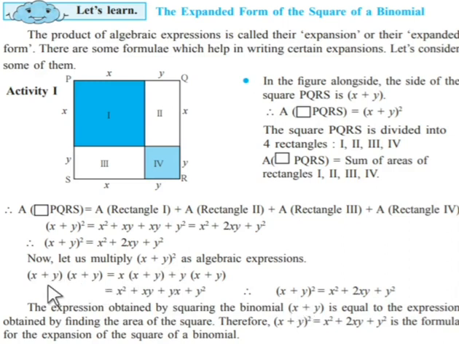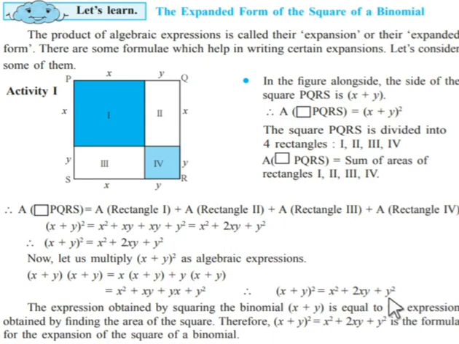Here this is the multiplication of a binomial with a binomial. That is, the first term of the first binomial multiplied with the second binomial plus the second term of the first binomial multiplied with the second binomial. That is x into x plus y plus y into x plus y. Now x into x is x square, x into y is xy, y into x is yx, plus y into y is y square. Now yx and xy are like terms, so we will write it as 2xy. xy plus xy is 2xy. Therefore you will get the formula as x plus y whole square is equal to x square plus 2xy plus y square.